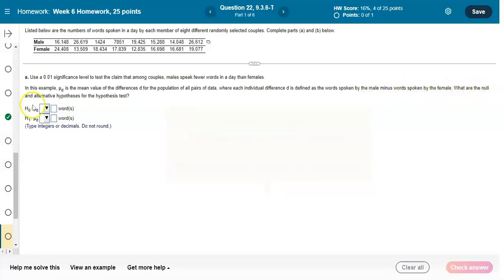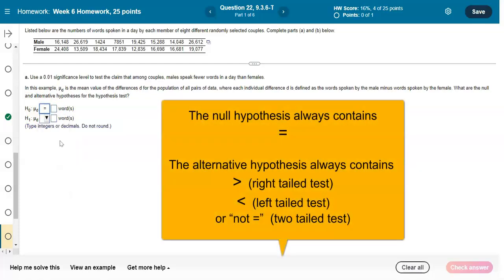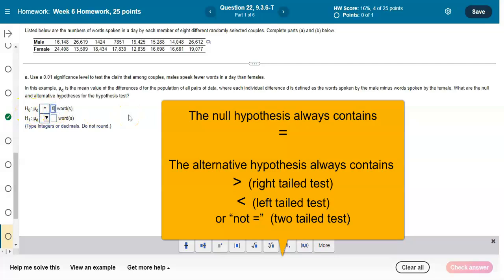What are the null and alternative hypotheses for this hypothesis test? So remember, H0, the null hypothesis, always has an equal sign in it. That's been true in every video we've done and will be true for every hypothesis test you do of this type. So the equal sign is going to be here in the H0. And the number that's going to go here is 0.